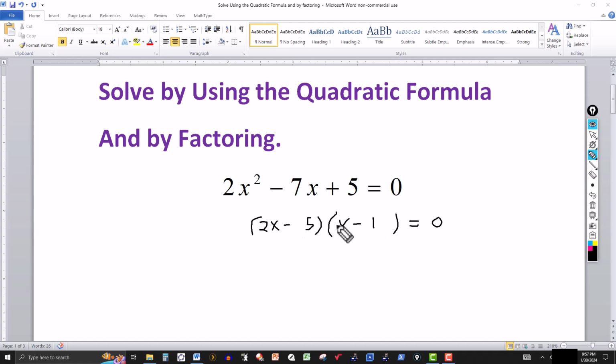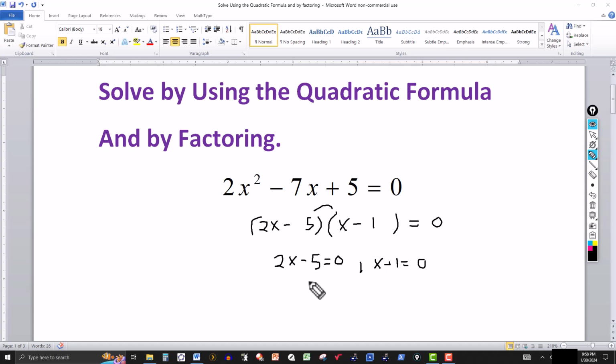Let's check it. x times 2x is 2x squared. Minus 1 times a minus 5 is a plus 5. Let's check the middle term. Minus 5x there. And over here, minus 2x, that's minus 7. So that checks out. So now we simply say we have a product of two factors equal to 0. That means one factor has to be 0, or they can both be 0. So we set these factors equal to 0, and then we solve each.